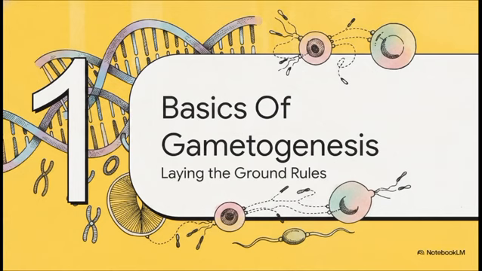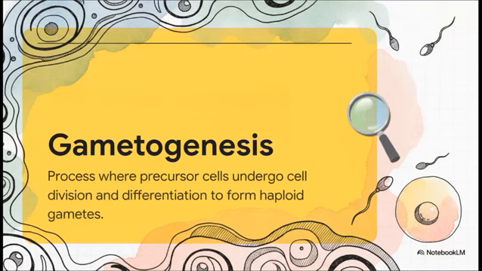Okay, starting off with the basics. We've got to lay down some biological ground rules and get our vocabulary perfectly aligned before looking at any complex pathways. So what exactly is gametogenesis? Well, looking at our strictly sourced definition, it's a biological process by which precursor cells undergo cell division and differentiation to form mature haploid gametes. In really simple terms, it's just the ultimate manufacturing process of reproductive cells. We call these gametes, so the sperm in males, and the ovum or egg in females.